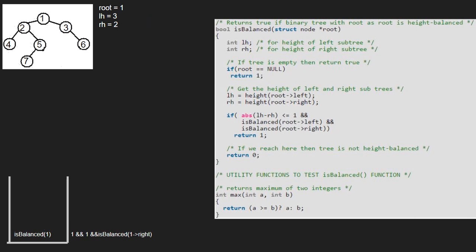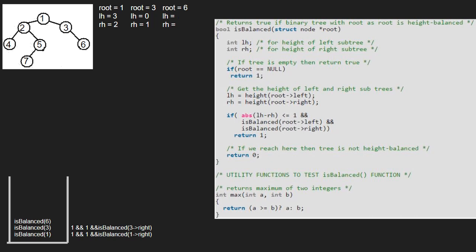Next, we pass the right child of 1 which is 3, so root points to 3. We compute the left and right height of node 3. The left height of 3 will be 0 and the right height is 1. Since the absolute value of LH minus RH is 1, we call for the left child of 3 which is null. Since root is pointing to null, we return 1. Now we pass the right child of 3 which is 6. So root will point to 6.